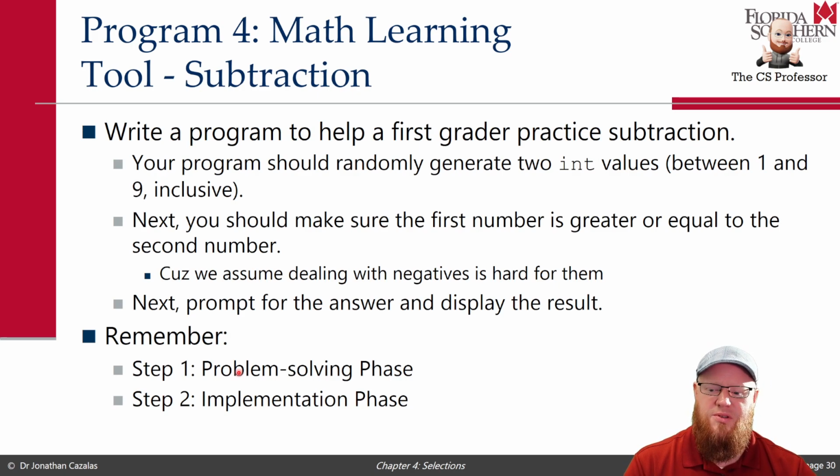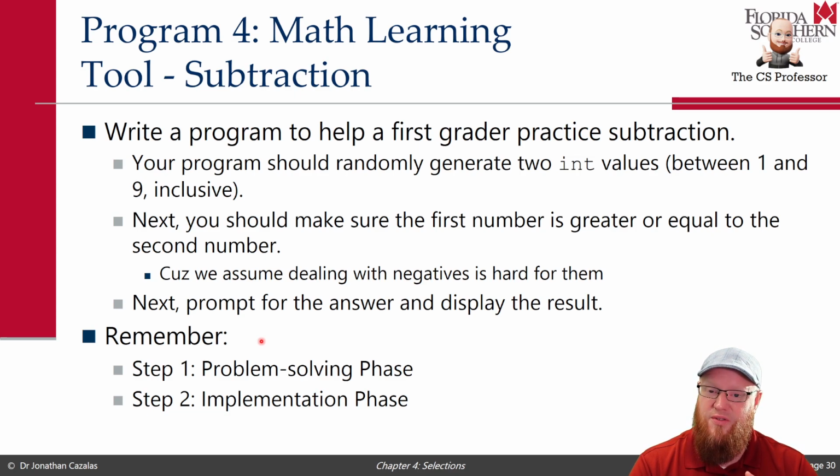So we have one more problem to do, and that's it. This one is an additional math learning tool, and it's on subtraction. Write a program to help a first grader practice subtraction. Your program should randomly generate two int values, both between 1 and 9. That sounds pretty similar. Here we say you should make sure that the first number is greater than or equal to the second number.